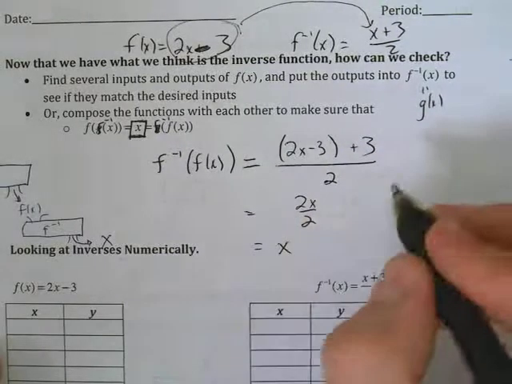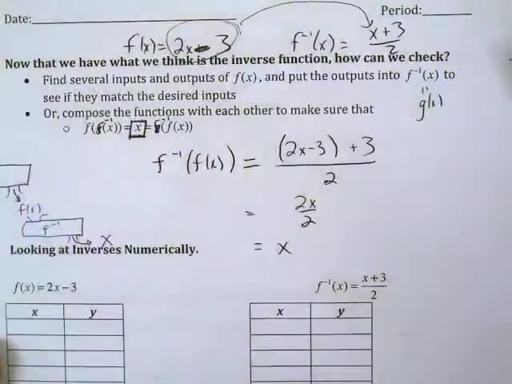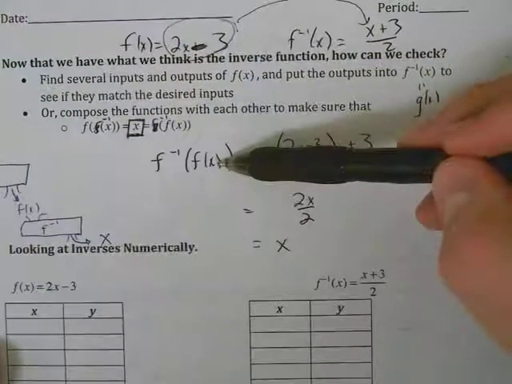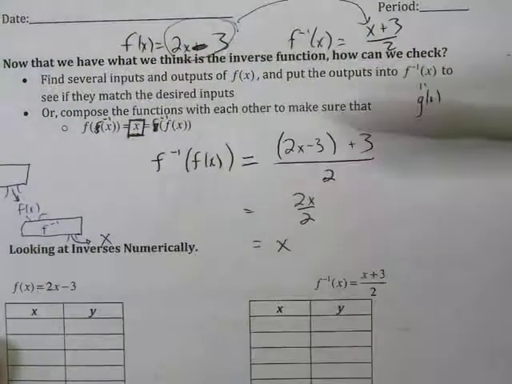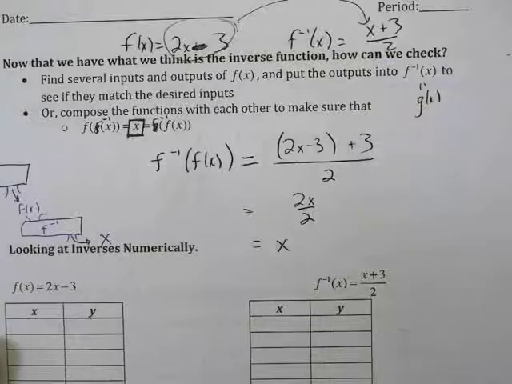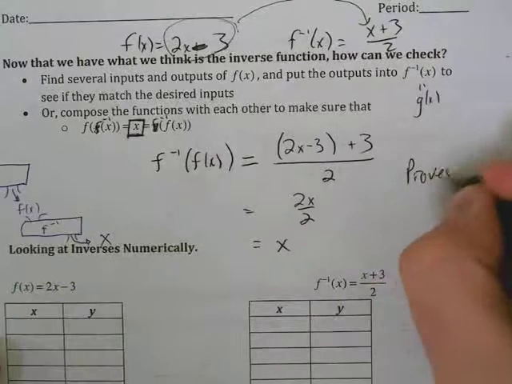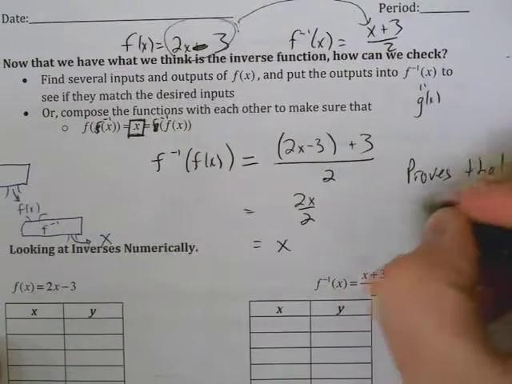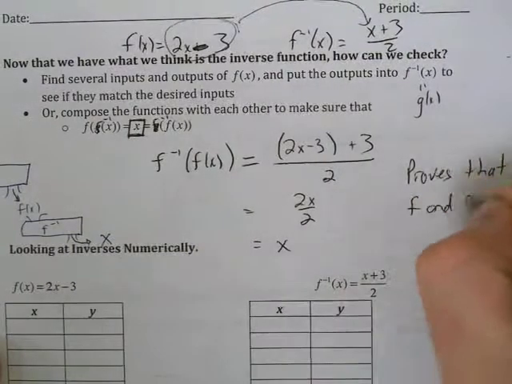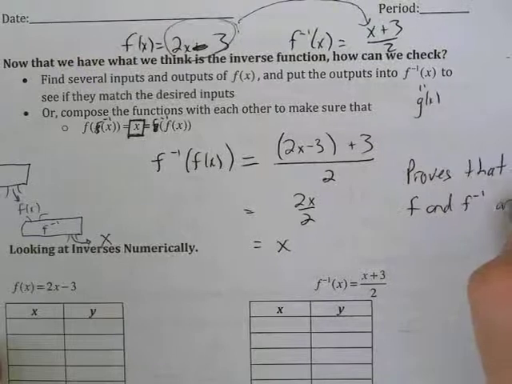So it worked. We put x into the original function, then we put the result into the inverse, and we end up with only x. This proves that f and f inverse are inverses.